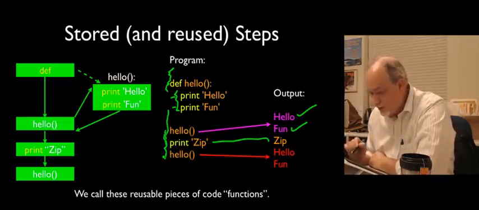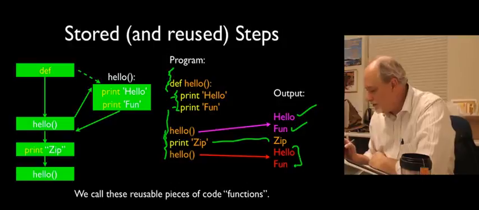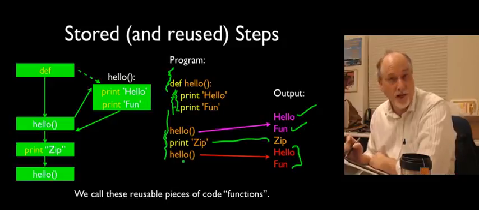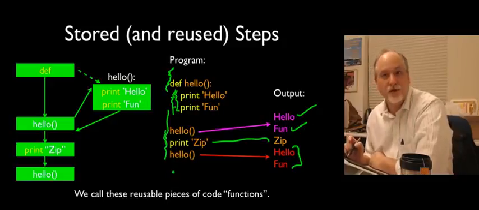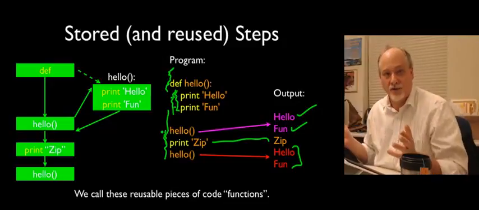Then we say, you know what? I want to reuse that again. I stored it once. I can reuse it as many times as I want. And now, hello, and then these 2 lines of code run a second time. So we stored them once, gave them a name, and then ran them twice in the context of wherever it is we wanted.